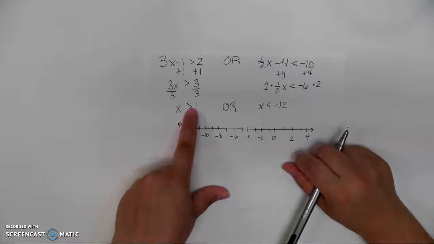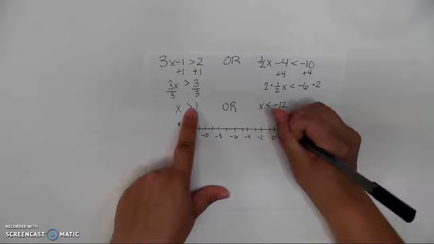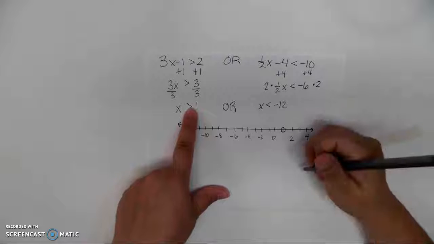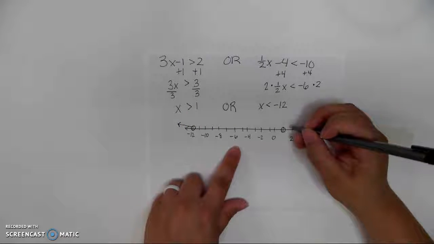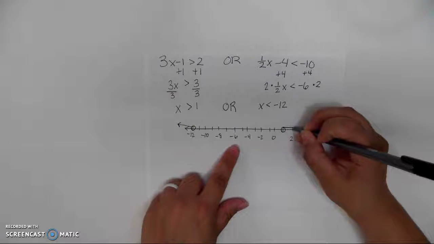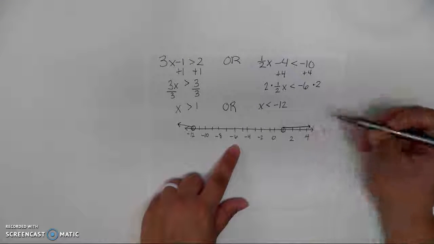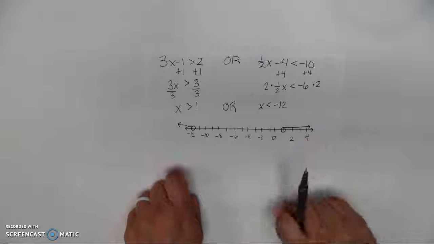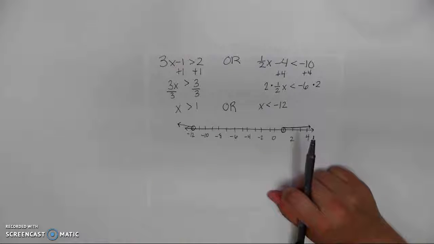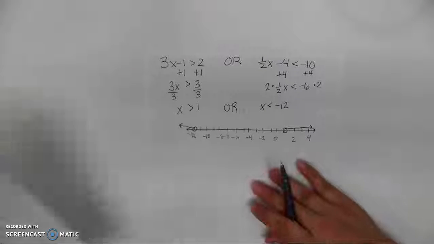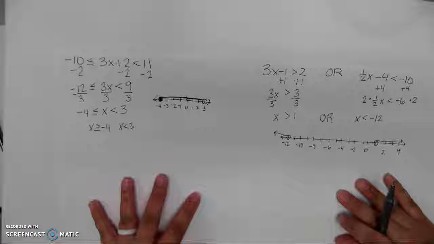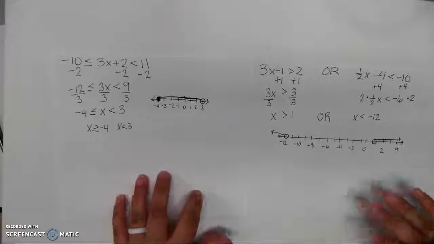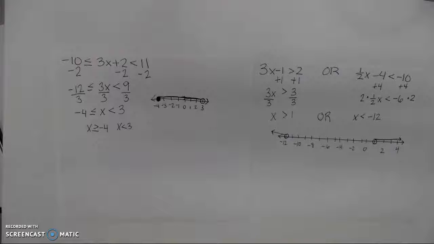Here I have x is greater than 1, so I'm going to do an open circle again because there's no line underneath on 1, and I'm going to draw a line the opposite direction because it's greater than 1. So my unions look like 2 independent rays. So there you go. We have just solved 2 compound inequalities, both intersections and unions. Hopefully that kind of clarified some things for you.